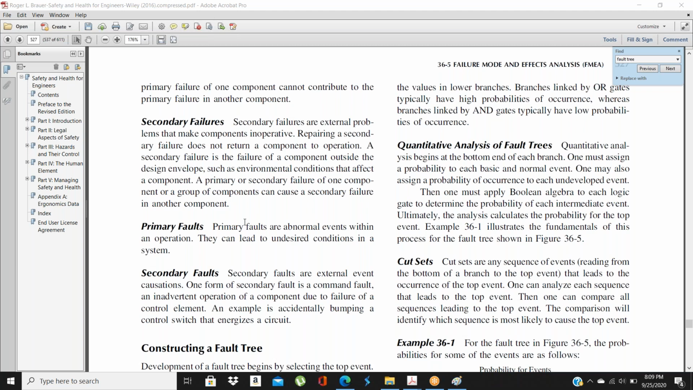Primary faults and secondary faults. Primary faults are abnormal events within the system. Let's suppose your equipment failed and does not work; that occurs inside the equipment. Secondary, you can say, let's suppose you press the knob mistakenly and your system fails. Maybe you switch on the button mistakenly, you didn't see it. So that is secondary, and primary is what is inside the system.